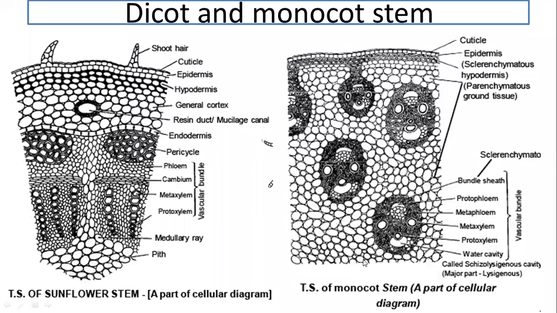Let's move to the anatomy of dicot and monocot stem. Most of the time I have seen students skip this because of a very difficult diagram, but actually this is very easy. We just have to remember the locations where things are present, and moreover in the NEET examination we are not going to write any descriptive answers.